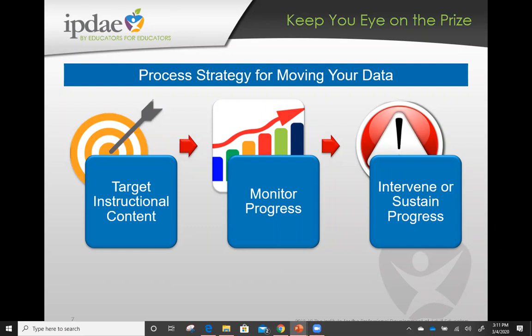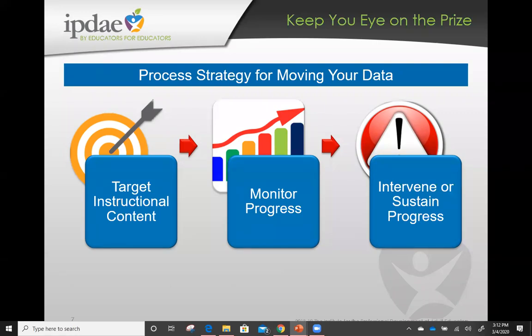Once you've accomplished that step, you're ready to move on to the second step. The second step is monitoring your progress. Of course, all of our students come to us with pre-test information or baseline data of where to start, their initial educational functioning level, right? So as they start participating in our program, once we get that information, we tie it up with the instructional content that we have to teach, and then we monitor their progress towards those standards.